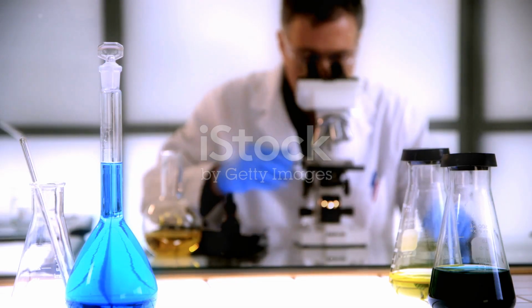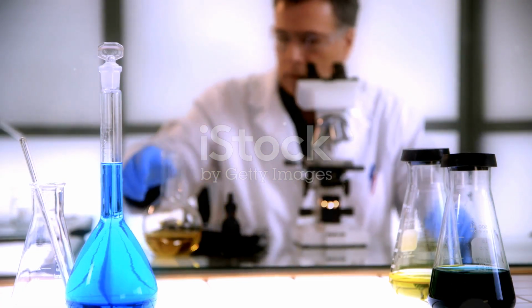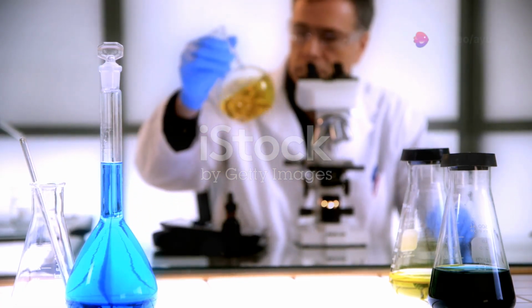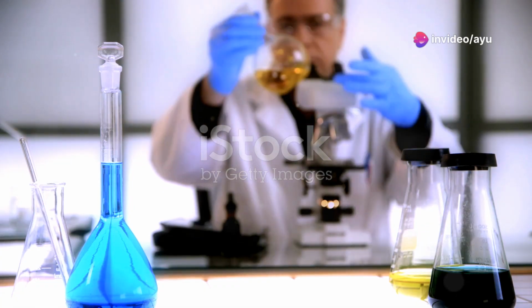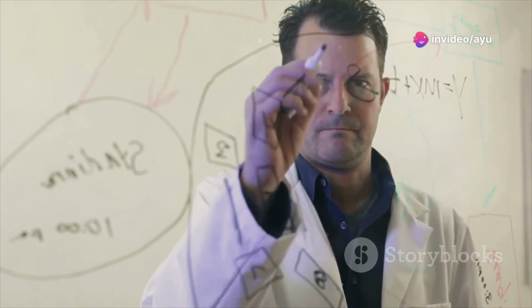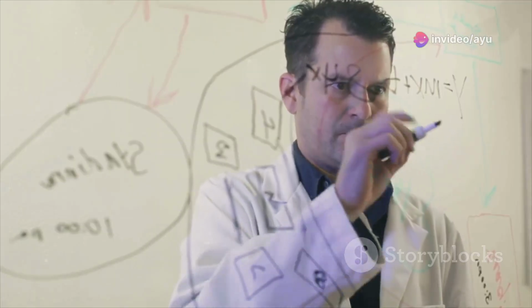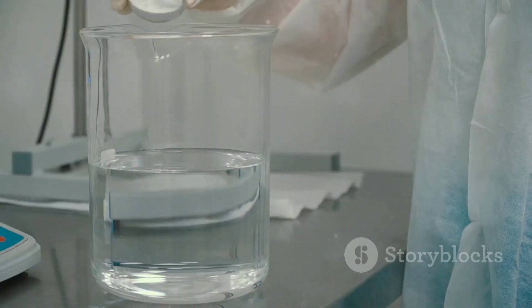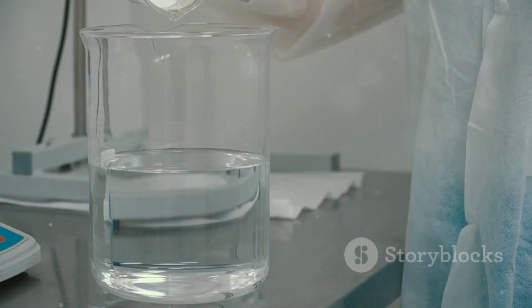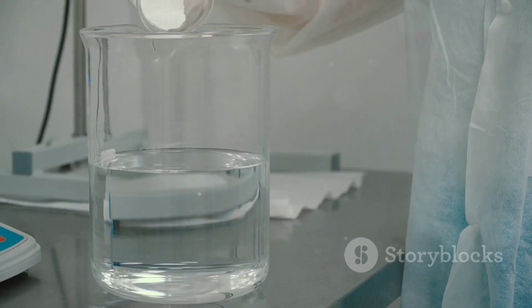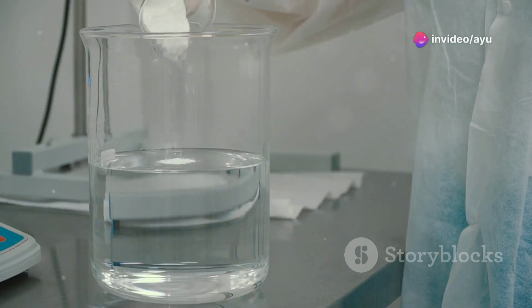Today, we're diving into the fascinating world of colligative properties. These are unique properties that emerge when we mix substances together. These properties sound complicated, but they're actually pretty simple to grasp once you get the hang of it. Colligative properties are all about how a solvent behaves when we add a solute to it, forming a solution. It's like a magical transformation.